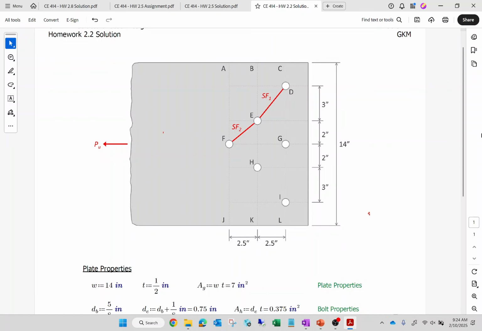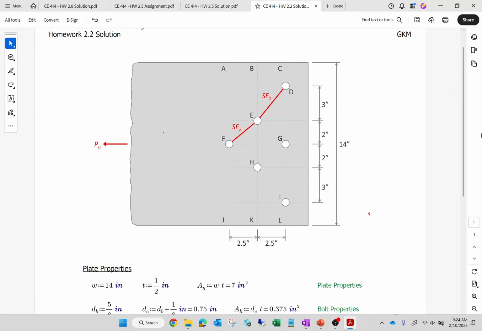So, how many potential net area paths do you see on this connection I've drawn here on the board? I just made this up. How many do you see? 4?